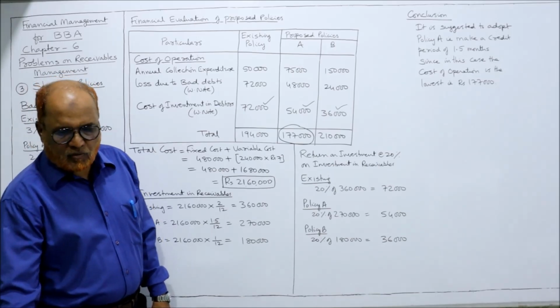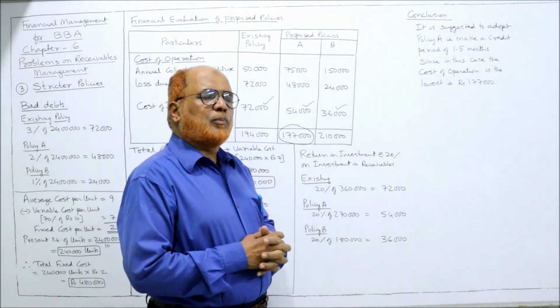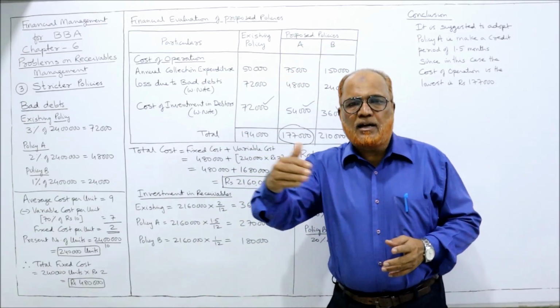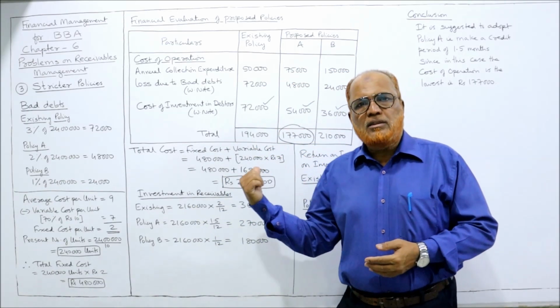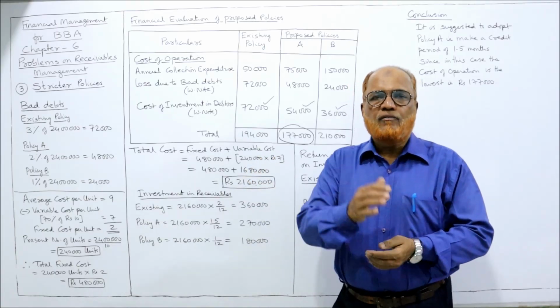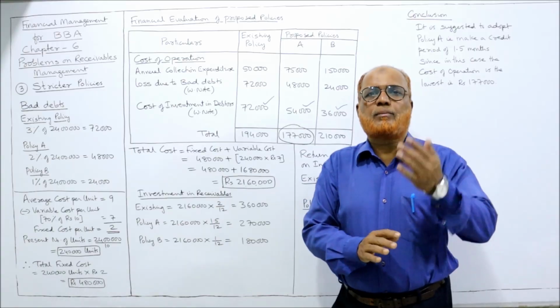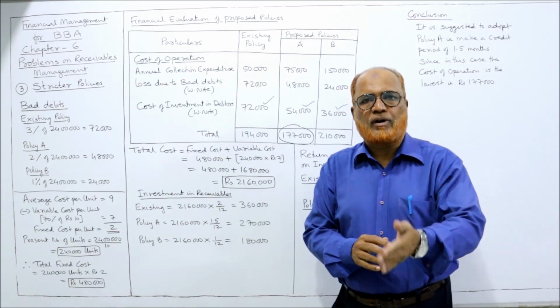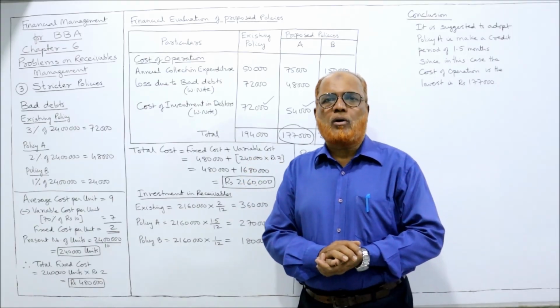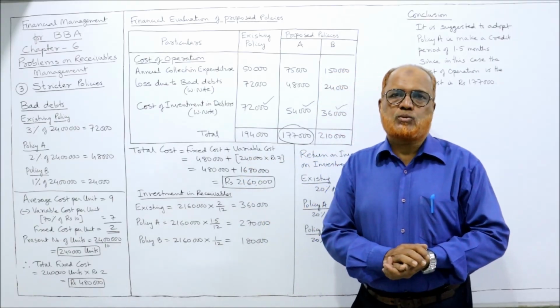That is 1,77,000. So what we have done in the previous 2 problems, liberalized policy we have evaluated, extended policy we have evaluated. In this problem, we have evaluated a stricter policy. We have reduced the credit period from 2 months to 1.5 month or 1 month, like that. This is a method of solving a problem on receivables management.